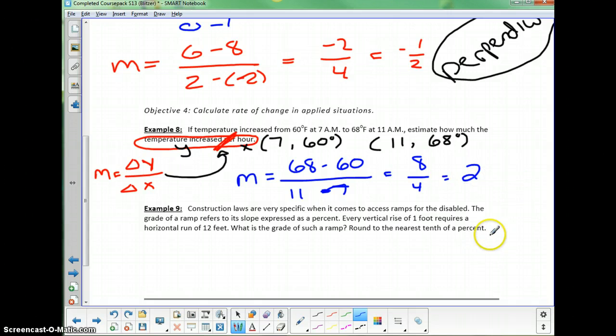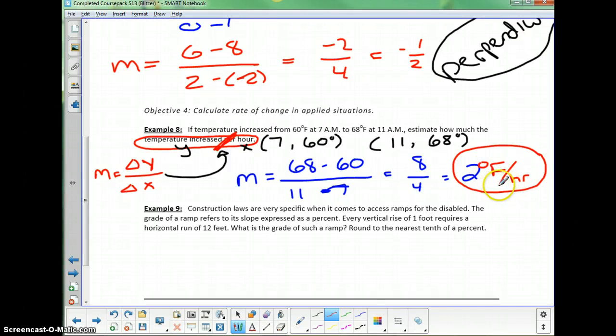Now, because this is an applied problem, I need to make sure I put my units back on here. My units I've already circled in red. They're going to be temperature increased by hour. The units on temperature were degrees Fahrenheit, so it's 2 degrees Fahrenheit. Per, I can either write the word per or use the slash for per hour. So this would be my final answer. I'm computing a slope between these two sets of data, and because it's a rate of change in an application problem, I make sure I put appropriate units back on the end of it.